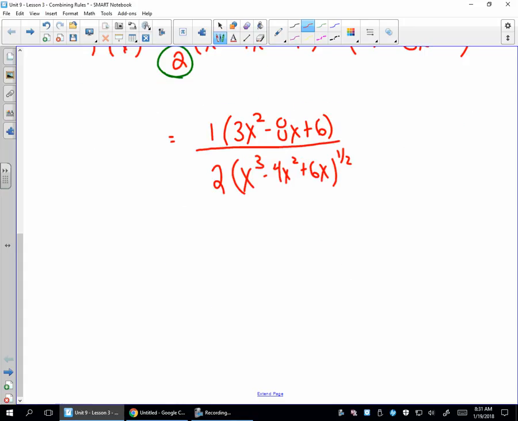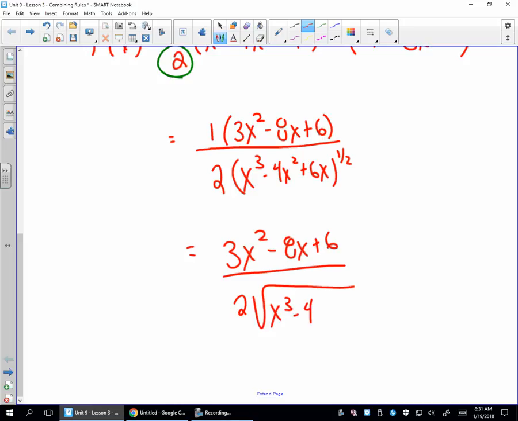Now, obviously, you don't have to put the 1 in if you don't want to. You could just write this as 3x squared minus 8x plus 6 over, and you don't have to write it with an exponent on the bottom. You could put the root back in. So these two answers are interchangeable answers. I don't really care which one you use. They're the same thing. Power of a half, an exponent, the one out front or not. Okay, so some examples of our power rule.